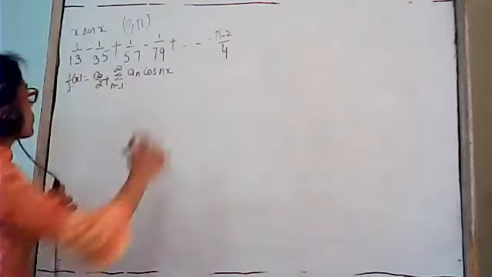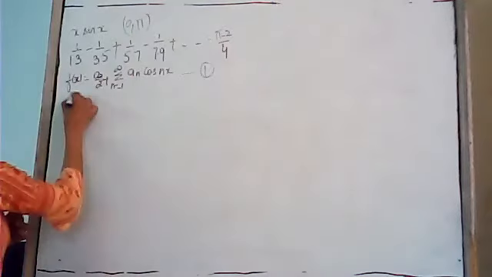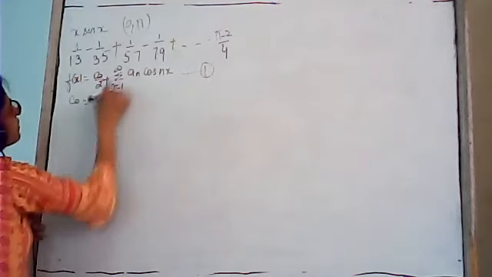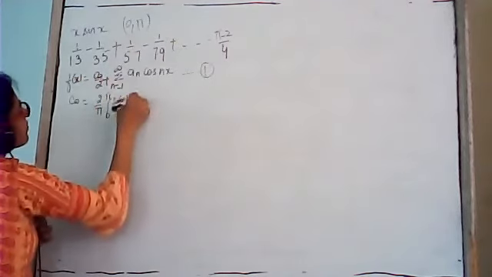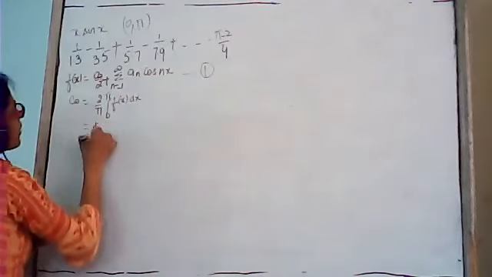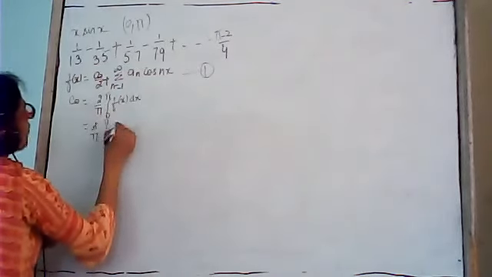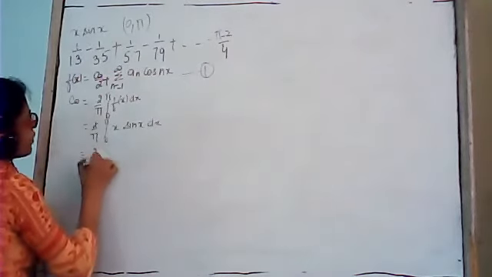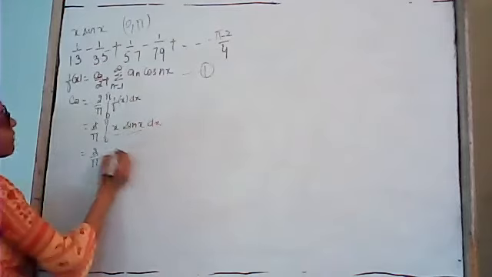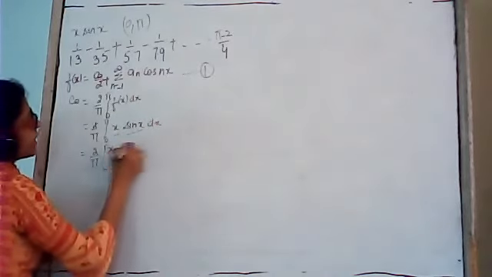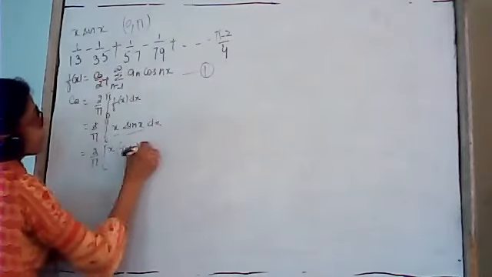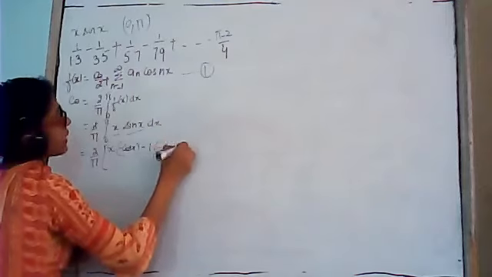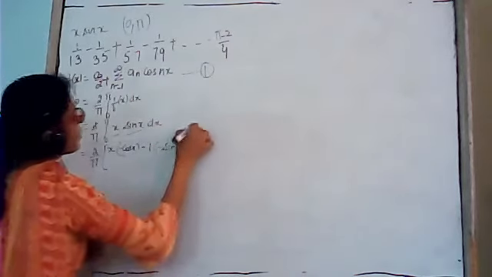Now we have to find the values of a0 and an. First of all, a0. The value of a0 is given by 2 by pi and the interval is from 0 to pi into f(x) dx. It will be equal to 2 by pi, 0 to pi. The value of f(x) is x sin x dx. Apply the u into v rule, chain rule. This is first function, this is second function. First function as it is, integration of second is minus cos x, minus differentiation of first is 1, integration of second is sin x. And the limits are from 0 to pi.